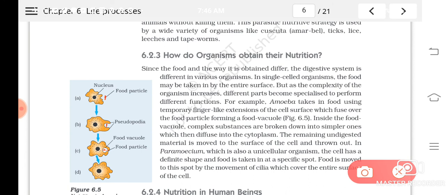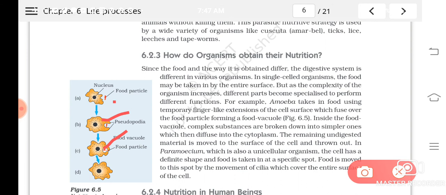Ingestion, how does it take place? With the help of pseudopodia. They extend certain finger-like projections and surround the food particles. You can see, the pseudopodia is ingesting the food. Here you can see, after the ingestion they form the food vacuole, and here digestion takes place and also assimilation. And the waste materials move to the cell membrane or cell surface and are thrown out by the breaking of this vacuole. Understood? So in this way the nutrition in amoeba takes place.